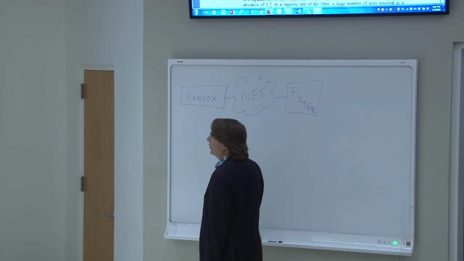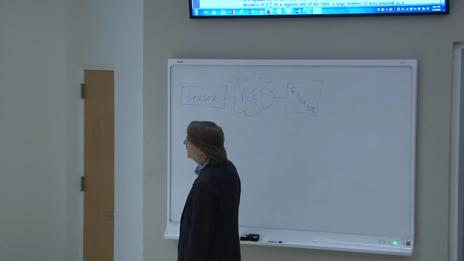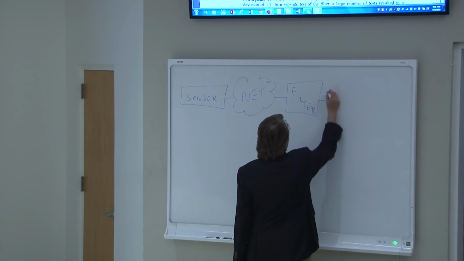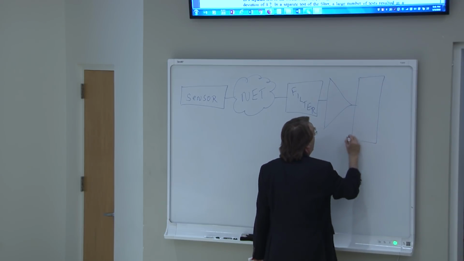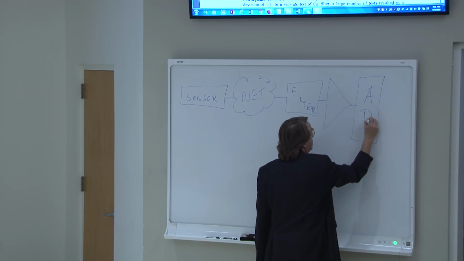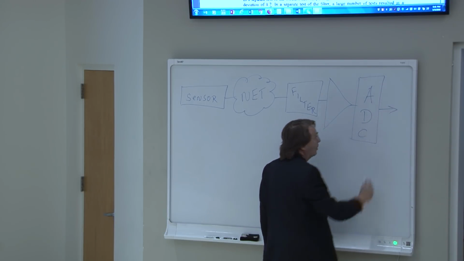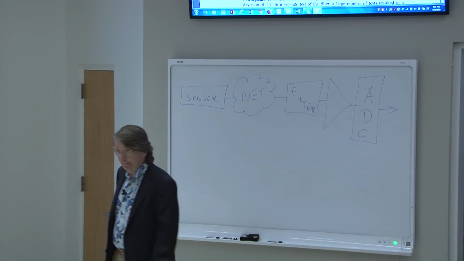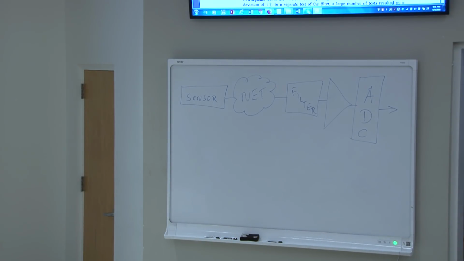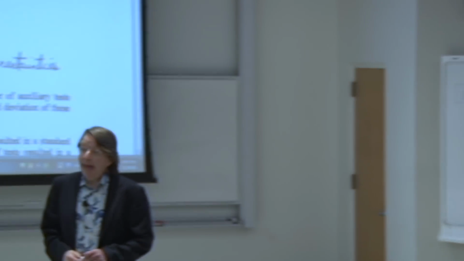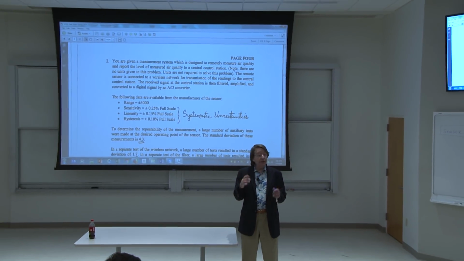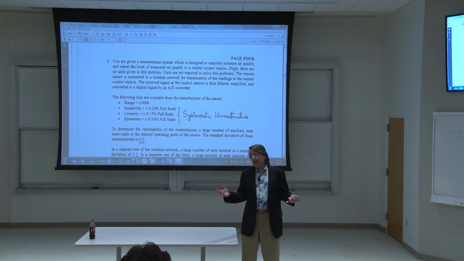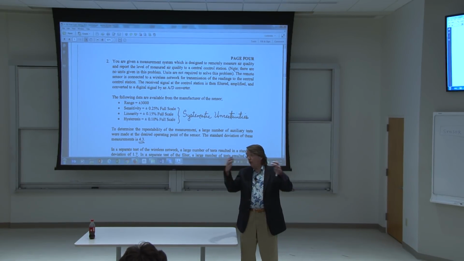We go through a filter, then we amplify. So we have a big amplifier, and then we go through an analog to digital converter, and out comes the reading. All right? Now, what this question asks is, what is the plus and minus value on the reading? I like this problem because it ties it all together for me.